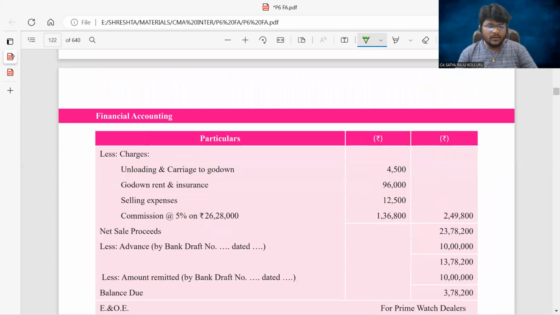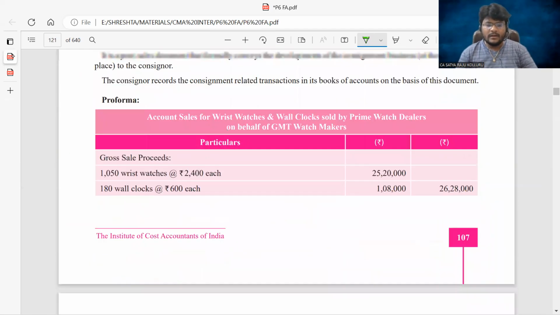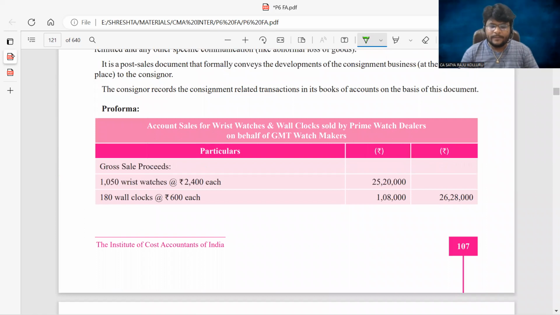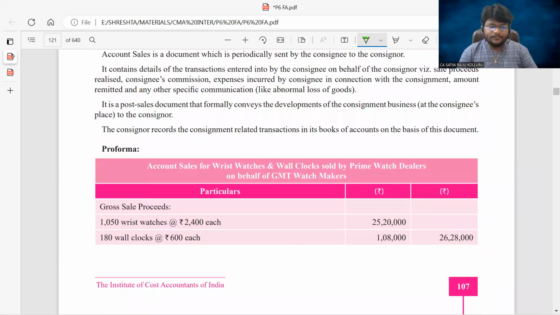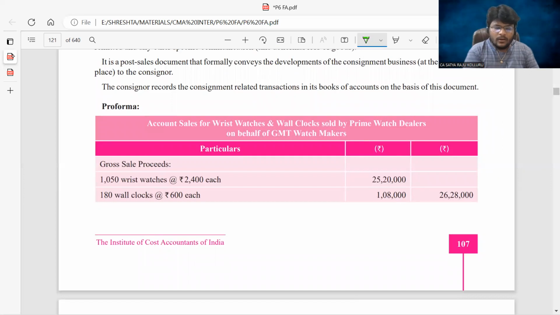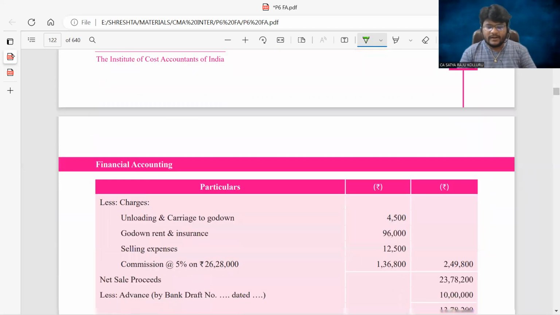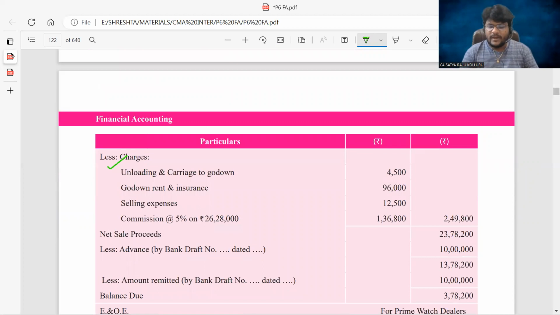Let us have a look at a format related to consignment, which is related to account sales as well. Now, if you check account sales, who will send it? Account sales will be sent by Kamal Garments actually. Now, account sales, gross sale proceeds. This is actually an altogether different case related to watches and clocks. How much sales is generated. After that, consignee specific expenses are reduced: unloading and carriage, godown rent and insurance, selling expenses, commission, net sale proceeds.